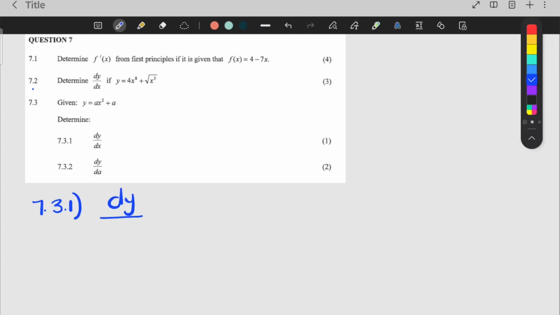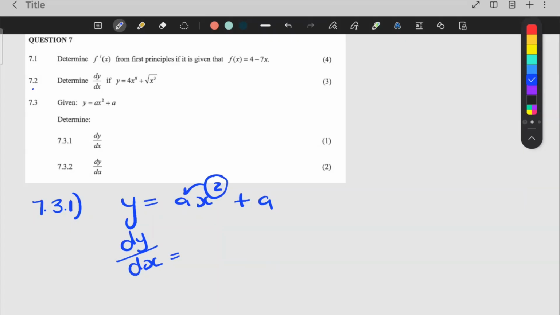So y must be our subject, and we are going to derive in terms of x. So first I'm going to write the question down: ax squared plus a. There are no roots, no fractions, no brackets. So I'm going to derive y in terms of x.